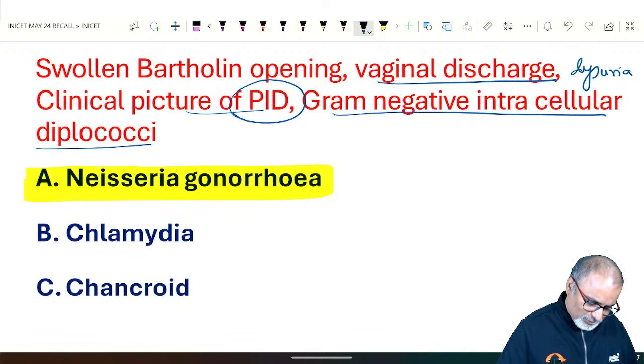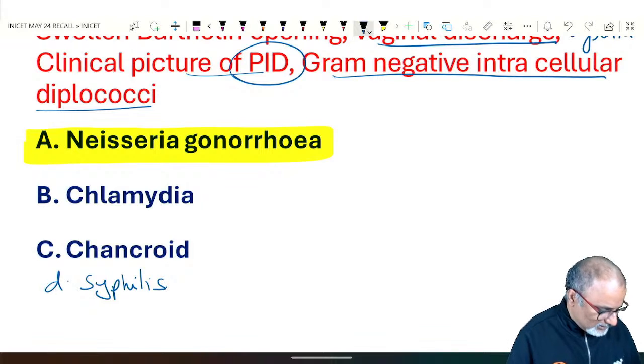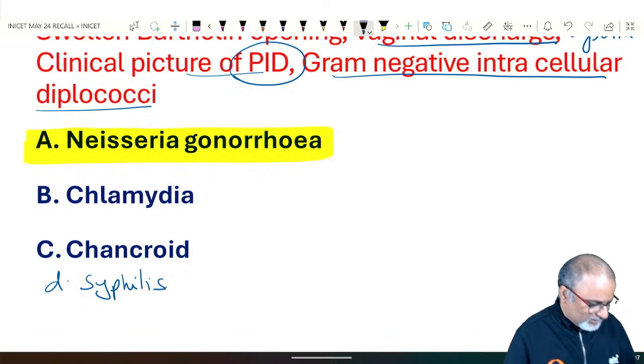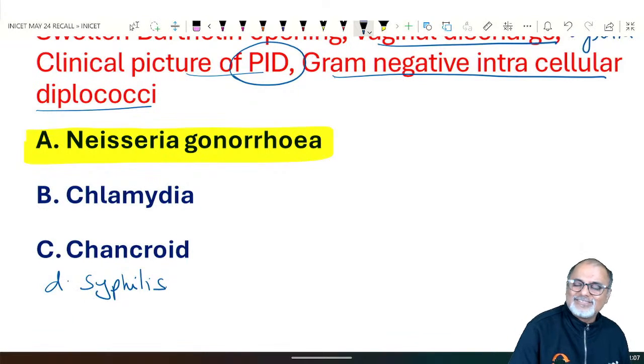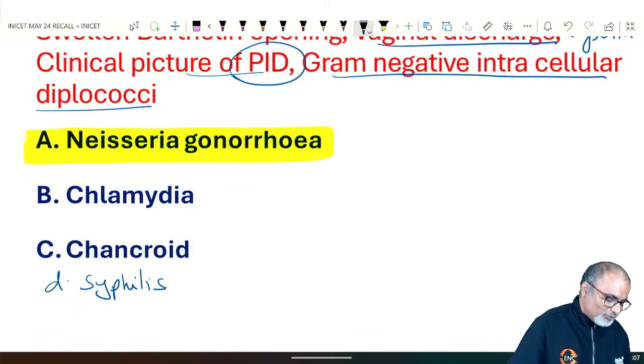Okay. Syphilis was option D. No problem. I can add syphilis. Thank you, Dr. Preksha Singh. Syphilis I can add. But the answer is Neisseria gonorrhoeae. Great. Thank you. Now I am getting the complete question. Yes, Neil Patel, it is gonorrhea.